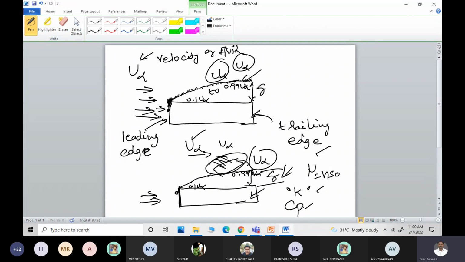Okay, students, all of you are able to understand this velocity boundary layer? Yes, sir.